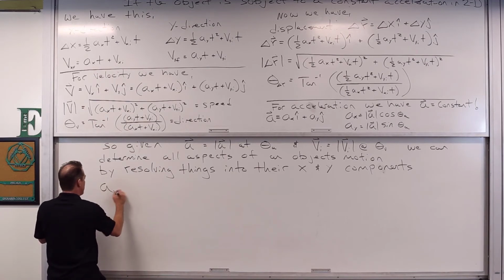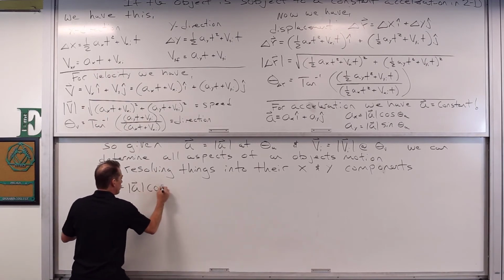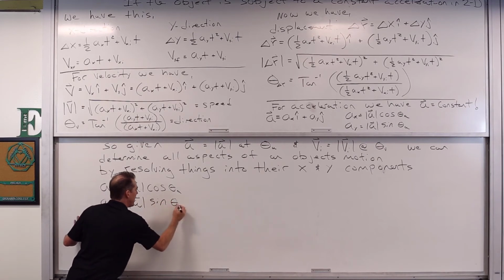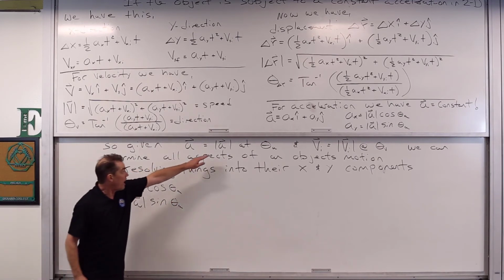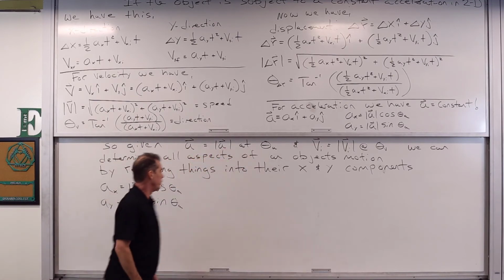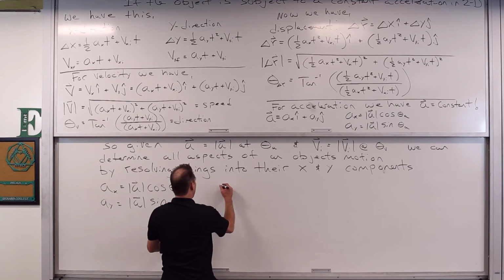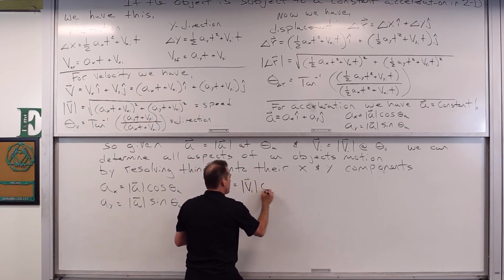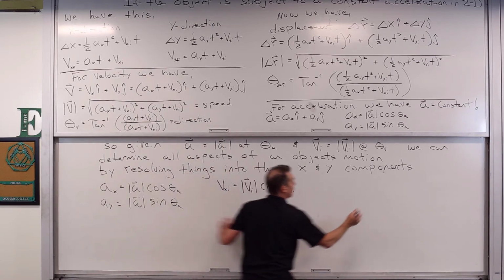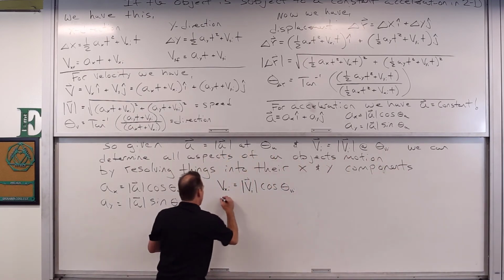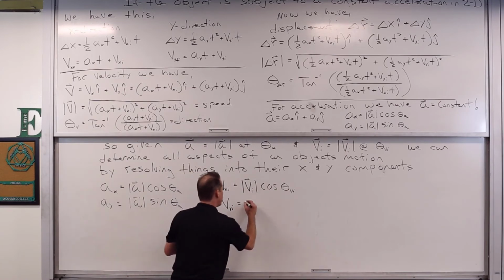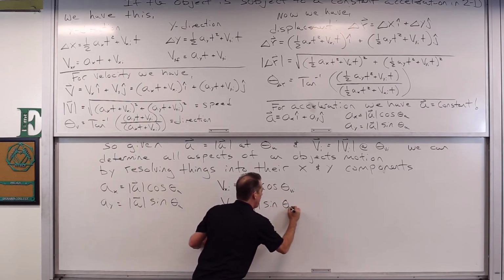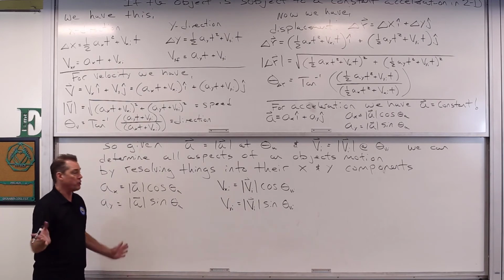We have that a sub x is equal to the magnitude of a times the cosine of theta sub a. A sub y is equal to the magnitude of a times the sine of theta sub a. So that's how we resolve the initial acceleration given a magnitude and a direction. And then for the initial velocity, we would have that v_x initial is equal to the magnitude of v initial times the cosine of theta sub v initial. And v_y initial, the initial velocity in the y direction, is the overall initial speed of the object multiplied by the sine of its initial direction of motion.